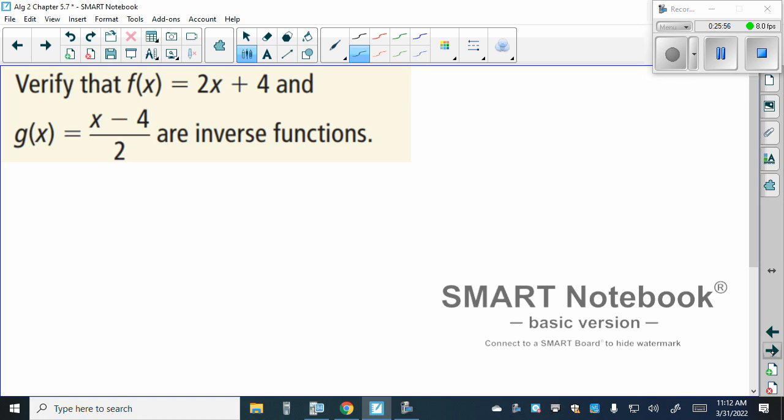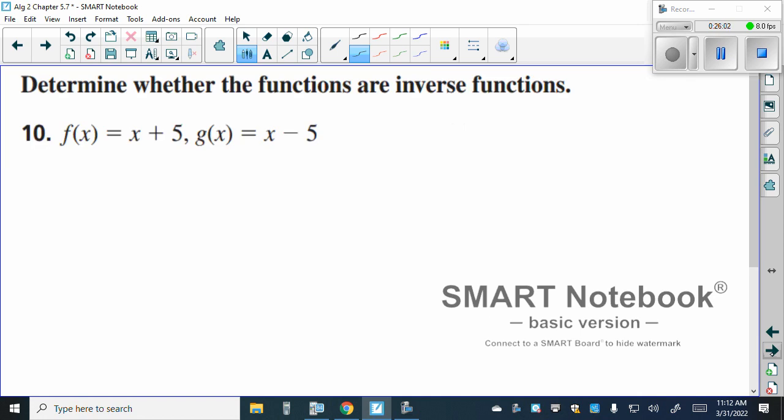Any other questions on the inverses or verifying? Let's look at the next one, not this one. Can we say that these two are going to be inverses? Well, not really, because what are the directions? Determine. If we're determining something, we need to show either yes or no. Because unlike verify, verify is telling us that they are.